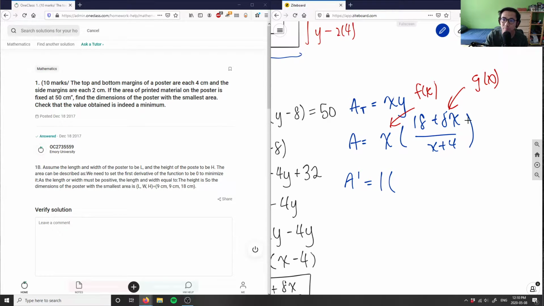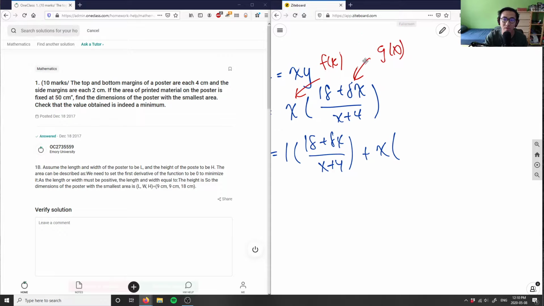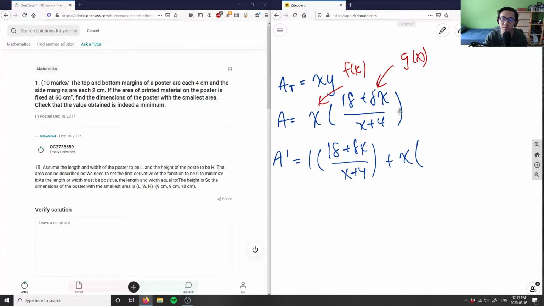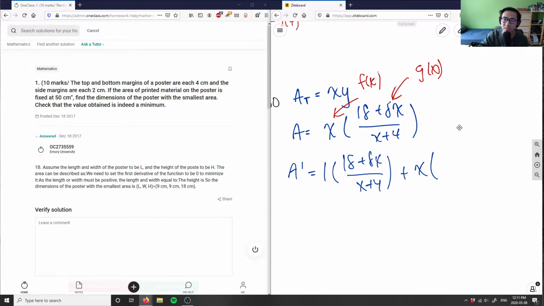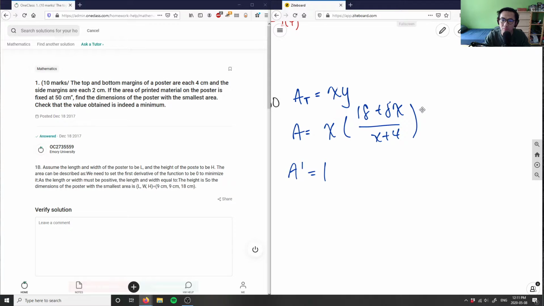So we're going to have to do (18 plus 8x) over (x plus 4) plus x times the derivative of this inside here. And if we want to find the derivative of this inside here, we're going to have to use the quotient rule to figure out this guy. I think instead of doing the product rule, because this looks like a lot of work, I'm actually going to factor in before I do the derivative. Let me think about my technique here, and I don't think it's actually the most effective. So I'm just going to put x plus 4 here.